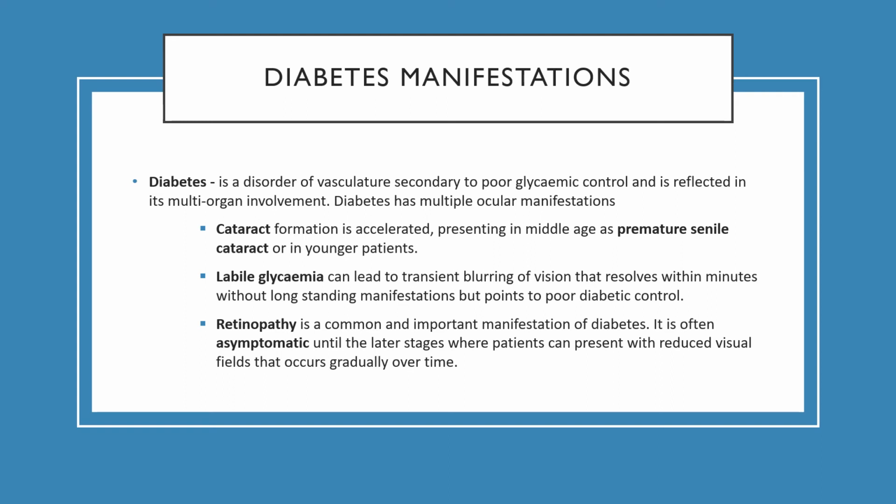Moving on to diabetes and the manifestations of diabetes. So this is a disorder of vasculature secondary to poor glycemic control. There are various findings from complications of diabetes, including cataract formation of a specific type, as well as labile glycemia, which can affect the vision or visual acuity by causing transient blurring of vision. Retinopathy is a third common manifestation of diabetes, which we will discuss in detail, as well as rubeosis affecting the iris.